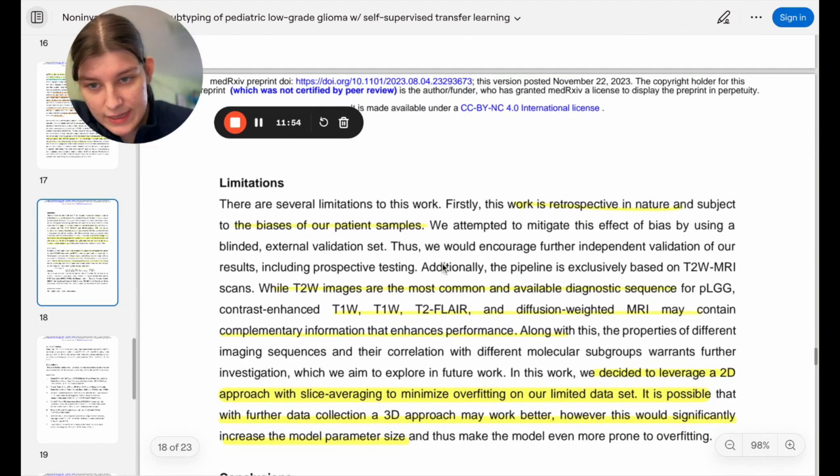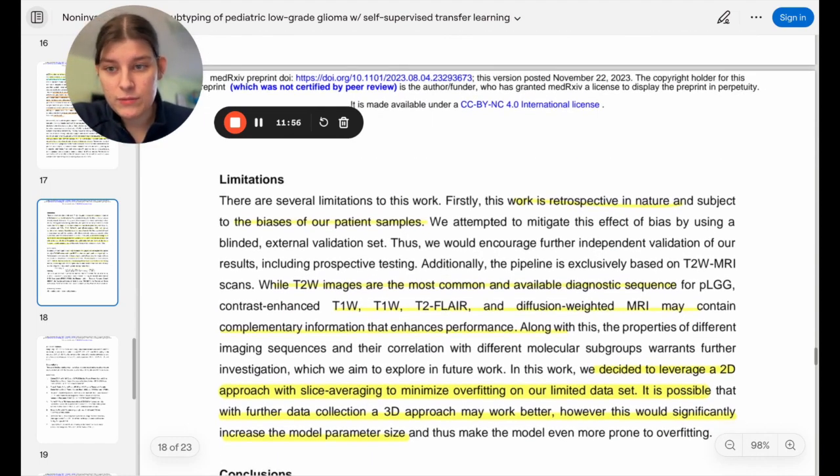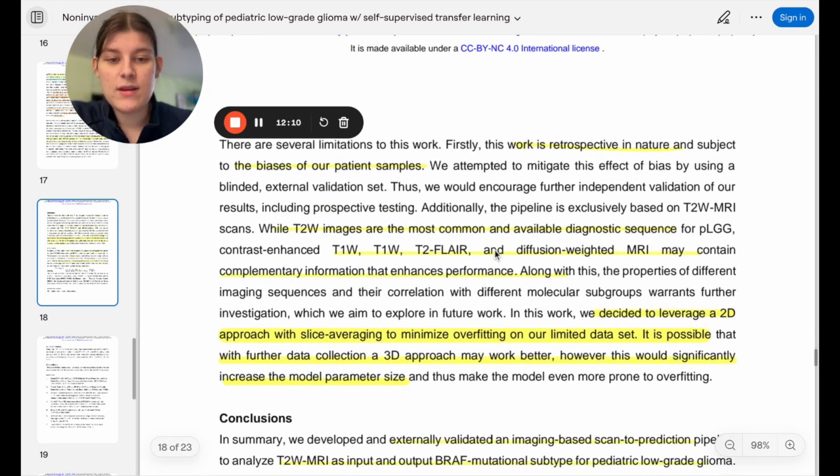So here are some limitations and how we could maybe combat them. The main one was that it's subjective, with the biases of the patient samples. A solution to combat this was having a blinded external validation set, but to encourage even more independent validation of these results, they're hoping to have a pipeline based on other images that could enhance the performance.